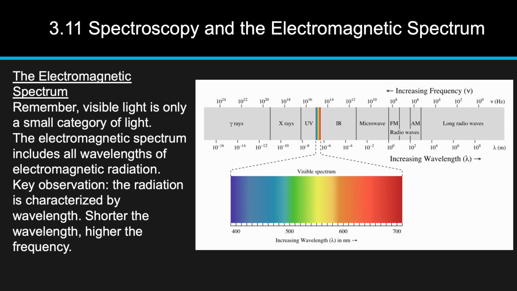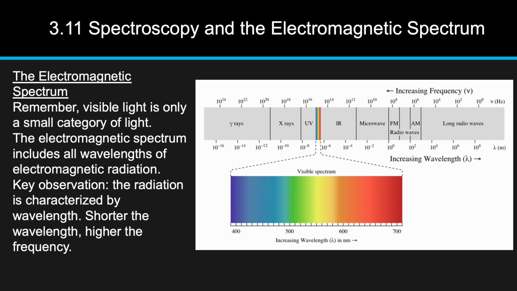When we think of light, most of us picture the colors of the rainbow, which is known as the visible spectrum. But visible light is actually just a very small fraction of what we call the electromagnetic spectrum. So this spectrum covers all wavelengths of electromagnetic radiation, from very long radio waves to extremely short gamma rays.